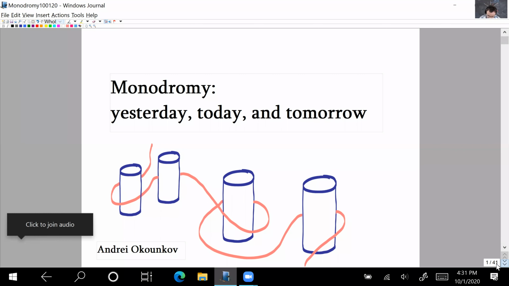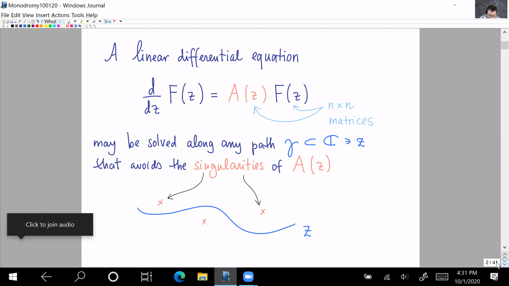So what's monodromy? It's a really basic concept. If I have a linear differential equation, and we will be interested in linear differential equations with rational coefficients, I can solve it along any path, as long as the path avoids the singularities of my equation. Maybe the red crosses indicate the singularities.